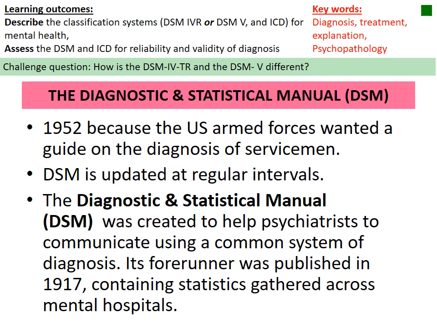The Diagnostic and Statistical Manual, the DSM, was created to help psychiatrists communicate using a common system of diagnosis. Its forerunner was published in 1917, and it contains statistics gathered across mental hospitals. There are several systems which can be used to classify abnormal patterns of thinking, behaviour and emotions into mental disorders. These systems are highly detailed. They both classify abnormality into many different disorders, as well as giving guidelines on how to diagnose them. In some cases, this includes standard interview questions to help the diagnosis.